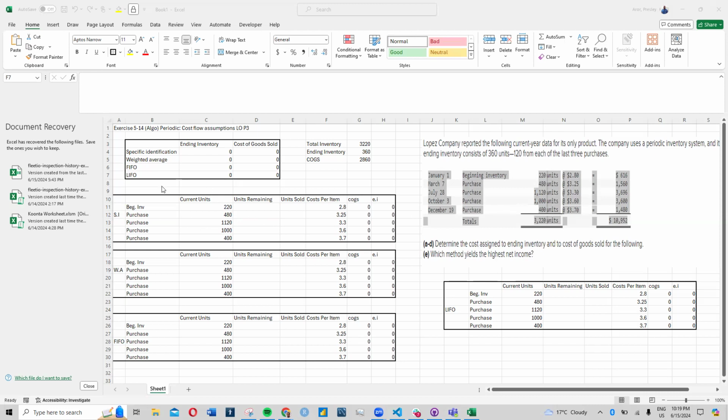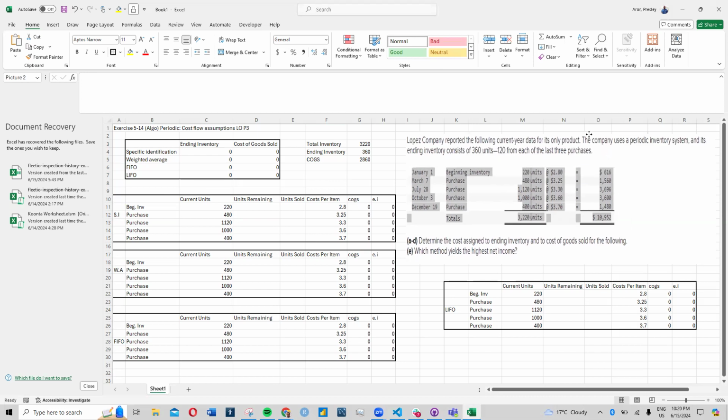Let's just start. One thing you should notice though is this says the company uses a periodic inventory system and its ending inventory consists of 360, 120 from each of the last three purchases. You should note that this is only for specific identification because now we know exactly where the ending inventory is from. But for FIFO, LIFO, and weighted average, we have to use the assumptions we already know about them.